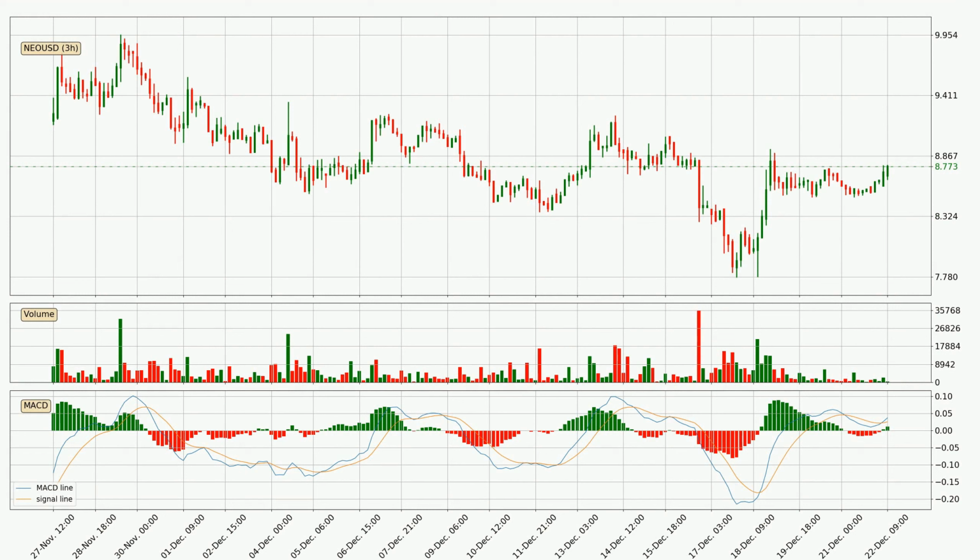Jumping to the 3-hourly MACD, seeing as the MACD line is above the signal line, meaning that the trend is currently on the up. The MACD histogram shows that the momentum is currently strong and it could be expected the price to go further to the upside.